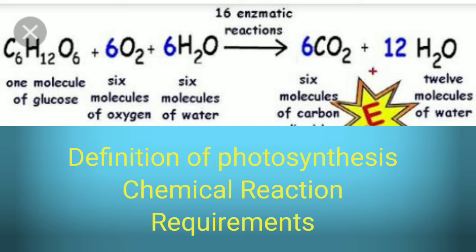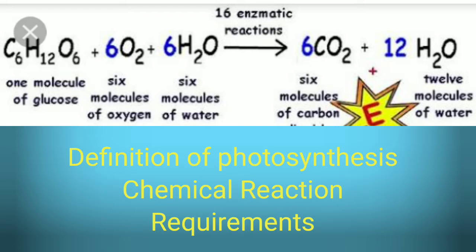And it seems to be a very simple process where 6 molecules of carbon dioxide with 12 molecules of water, in the presence of sunlight and chlorophyll, yields or produces a chemical which is called glucose, where the formula is C6H12O6, along with 6 molecules of oxygen and 6 molecules of water with it.